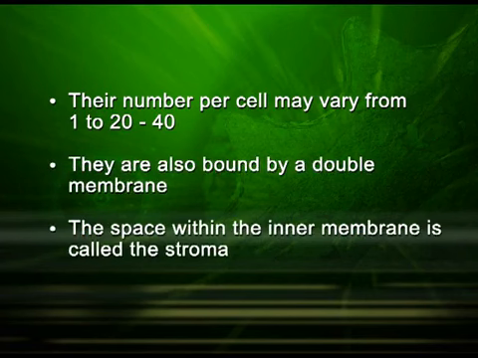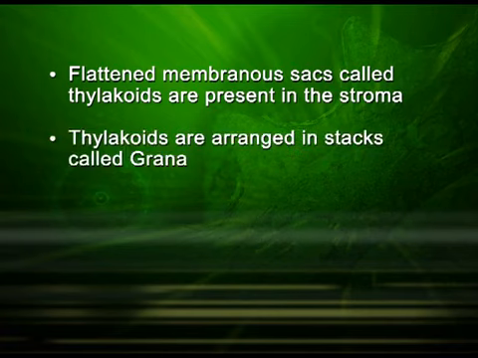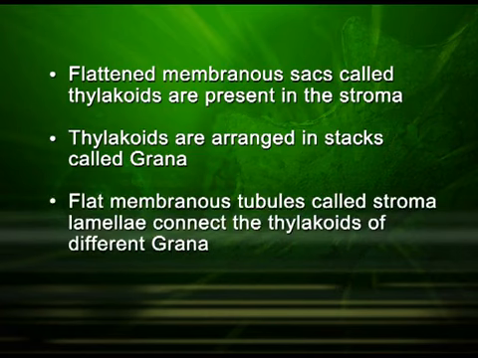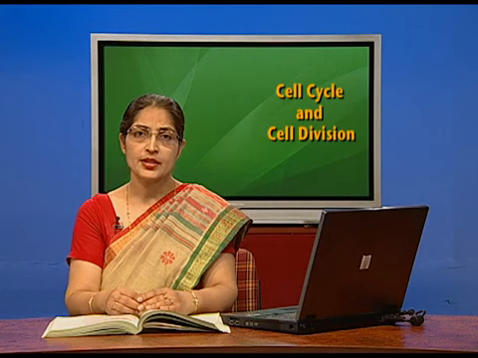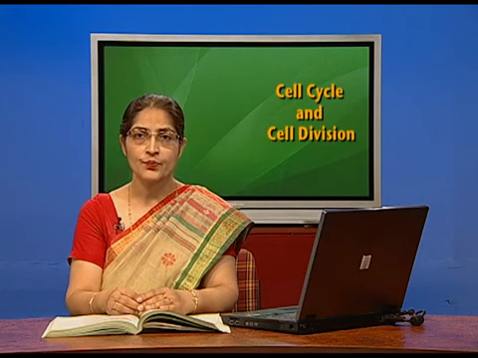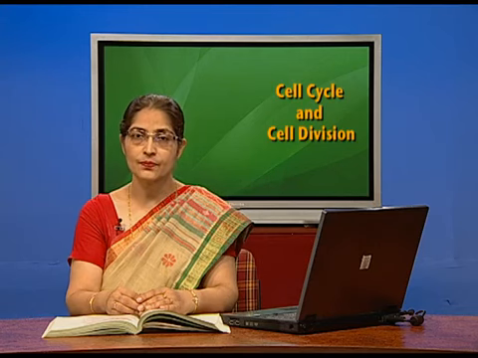The space within the inner membrane is called the stroma. Flattened membranous sacs called thylakoids are present in the stroma. Thylakoids are arranged in stacks called grana. Flat membranous tubules called stroma lamellae connect the thylakoids of different grana. Thylakoids enclose a space called the lumen. The chlorophyll pigment is present in the thylakoid membrane, which is also the site for the light reaction of photosynthesis.